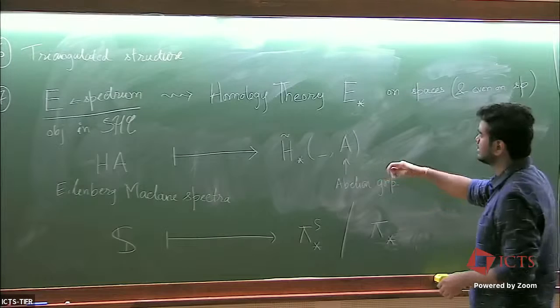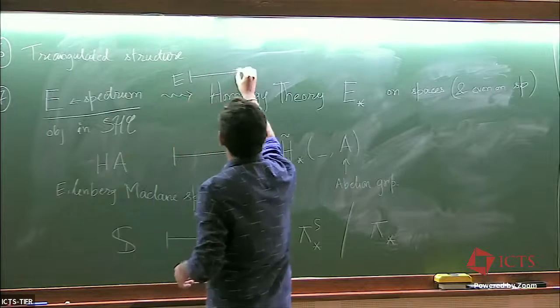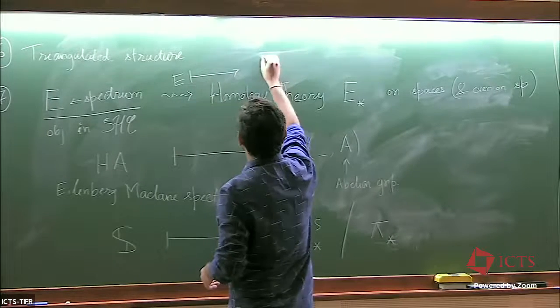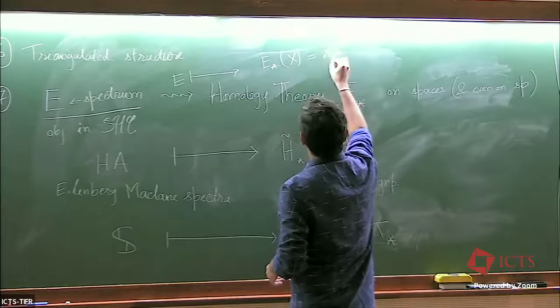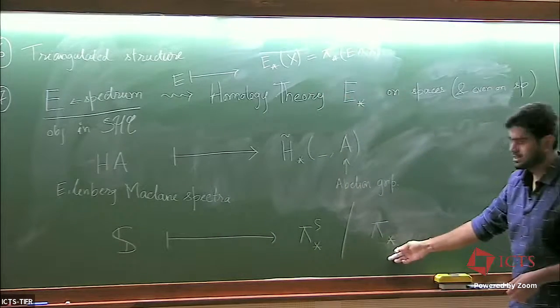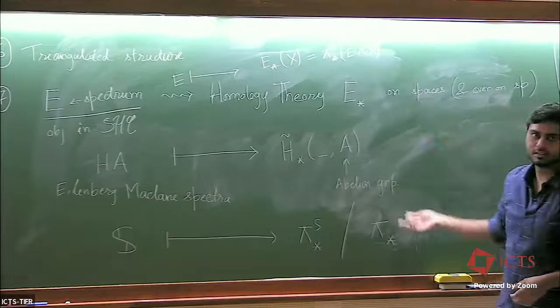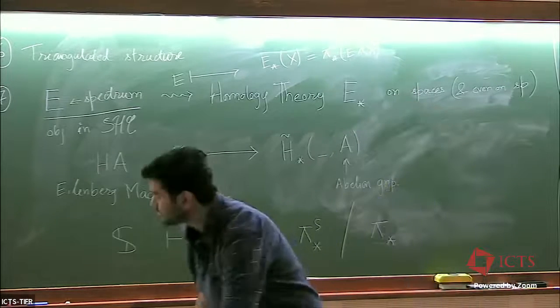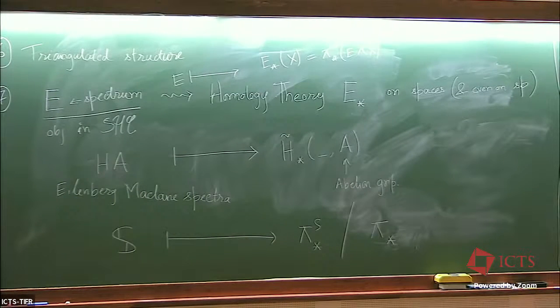And then this E actually gives this homology theory E star, which is defined like this. We have this smash product, and then it is defined like this. But we don't need the explicit thing.